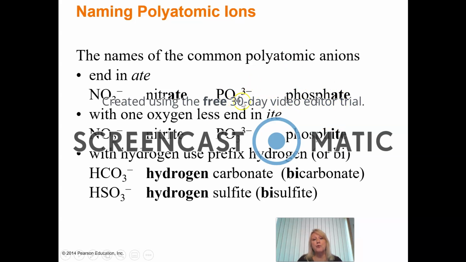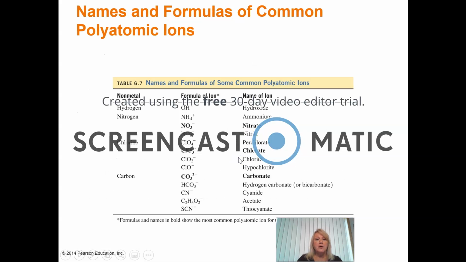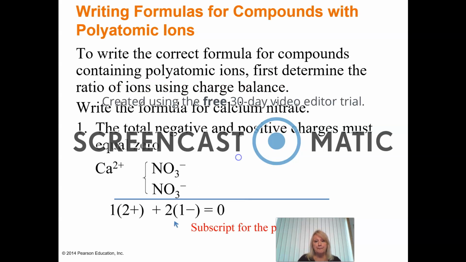Phosphate, PO4 with an overall -3 charge. Phosphite, PO3 with an overall -3 charge. Okay, so just go ahead and glance over at your ionic charges chart on the back of that periodic table. You'll see a bunch of those that you see on the screen here and then others as well.